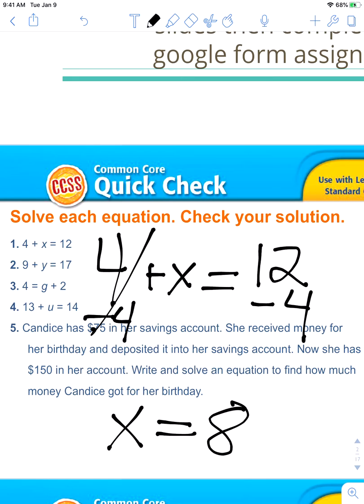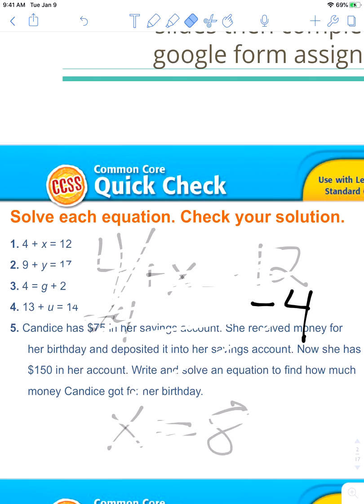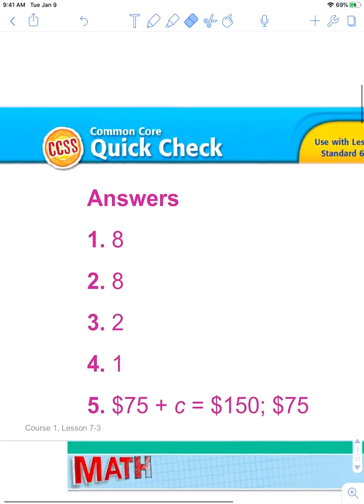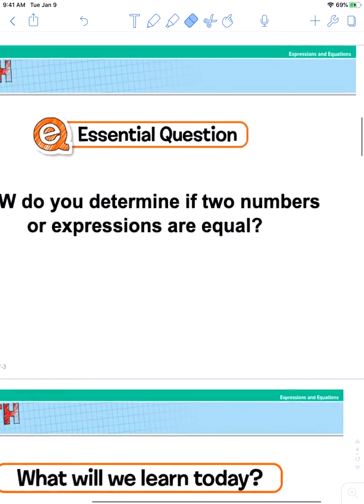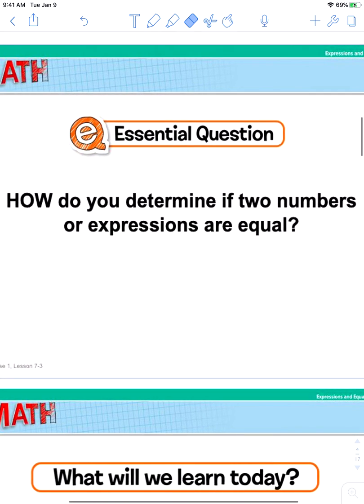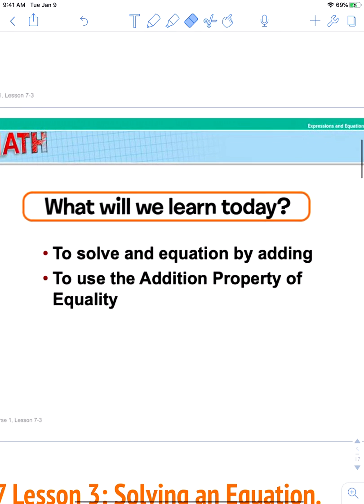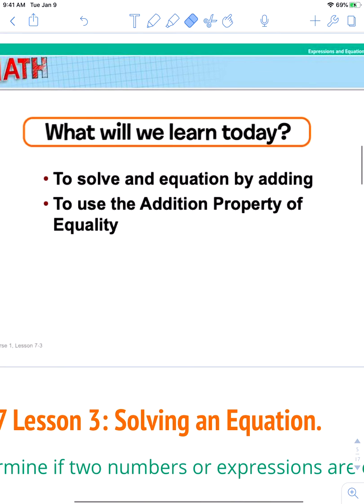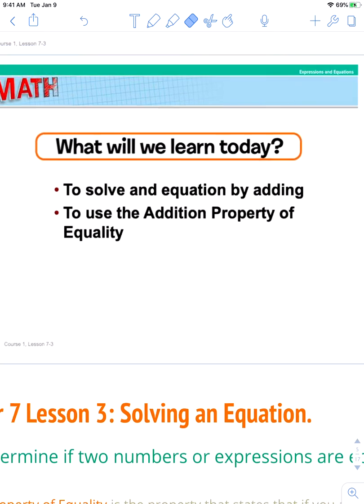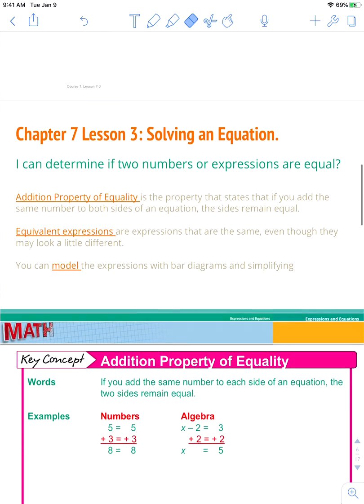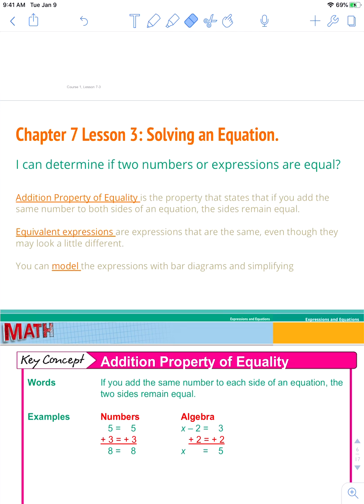So now, why don't we look at today's assignment? So I'm going to move this up. And it says, how do you determine if two numbers or expressions are equal? So what we will learn today is to solve an equation by adding, to use the addition property of equality. So when we look at our I can statement, it's I can determine if two numbers or expressions are equal.